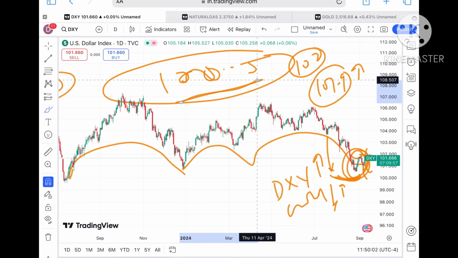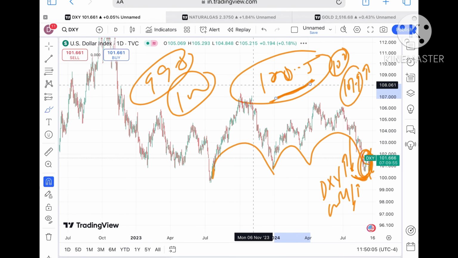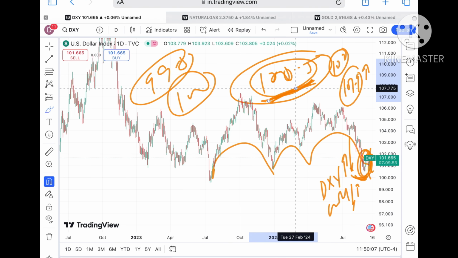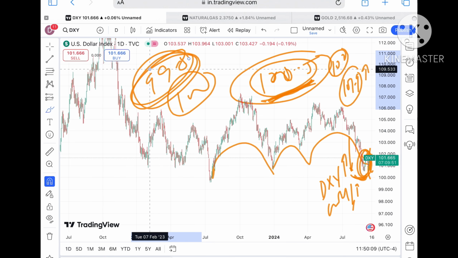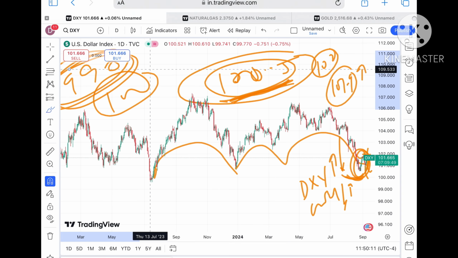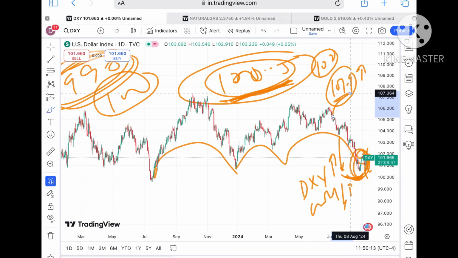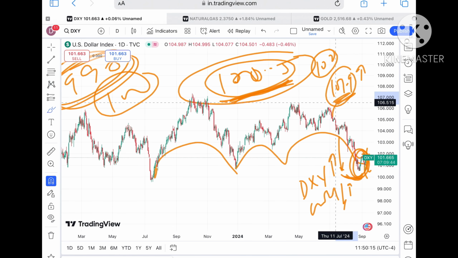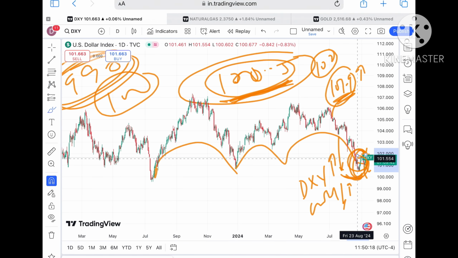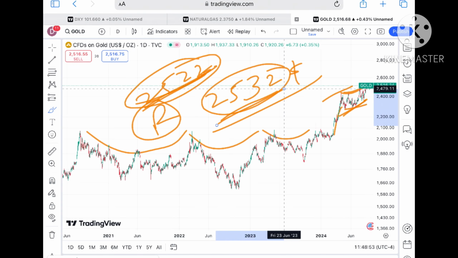So keeping that in mind, if it starts going below 101, it can touch 100.5, and once it falls below this level, we can see 99.8 and then further low. But if the price starts going above 101.9, then we can see further upside movement, and chances are high it can go higher.